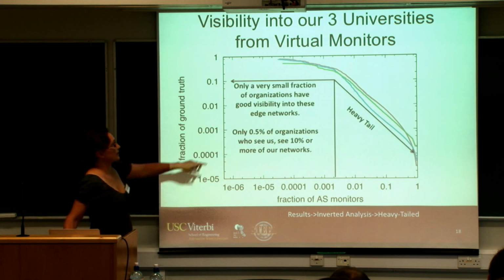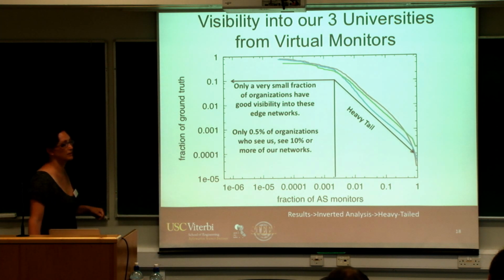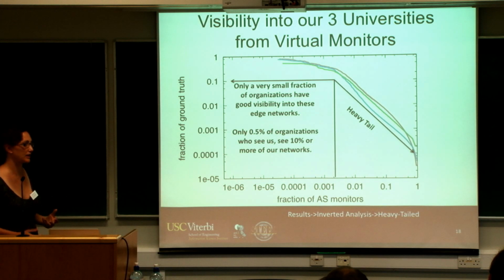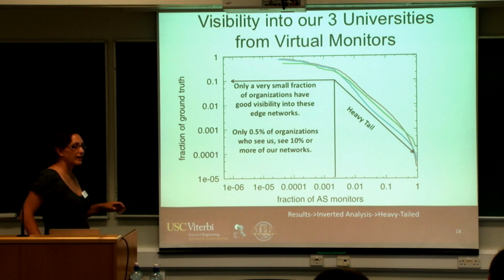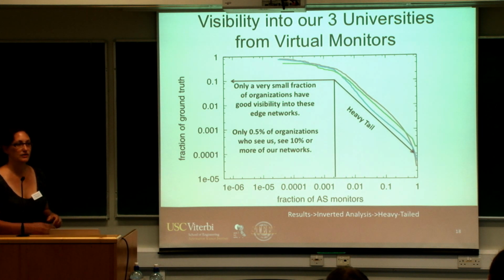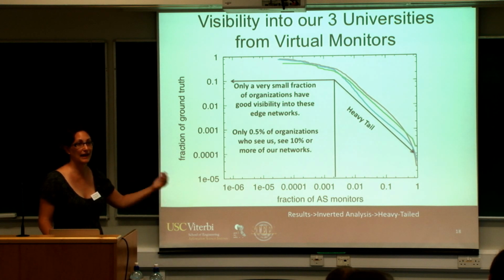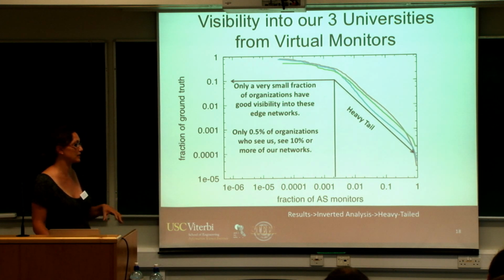From here you can see that only a very small fraction of organizations out there actually have visibility into these edge networks that we have data for. So only about 0.5% of organizations who see us see 10% or more of our network. So it's a very small number of organizations out there that actually can have good visibility into our network.